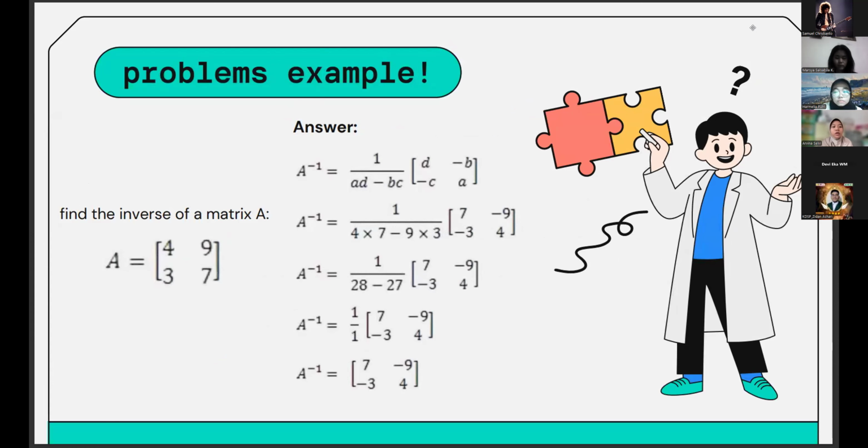Then we have a problem example. Find the inverse of the matrix A, where A is [4, 9; 3, 7]. The answer: A inverse is 1 divided by AD minus BC, multiplied by [D, -B; -C, A], where [D, -B; -C, A] is the adjoint of A. Then A inverse is [7, -9; -3, 4].